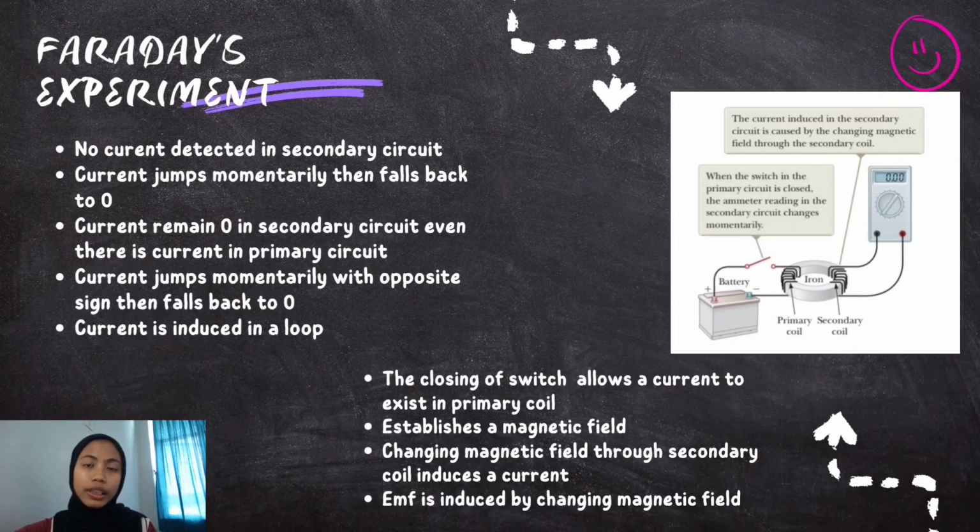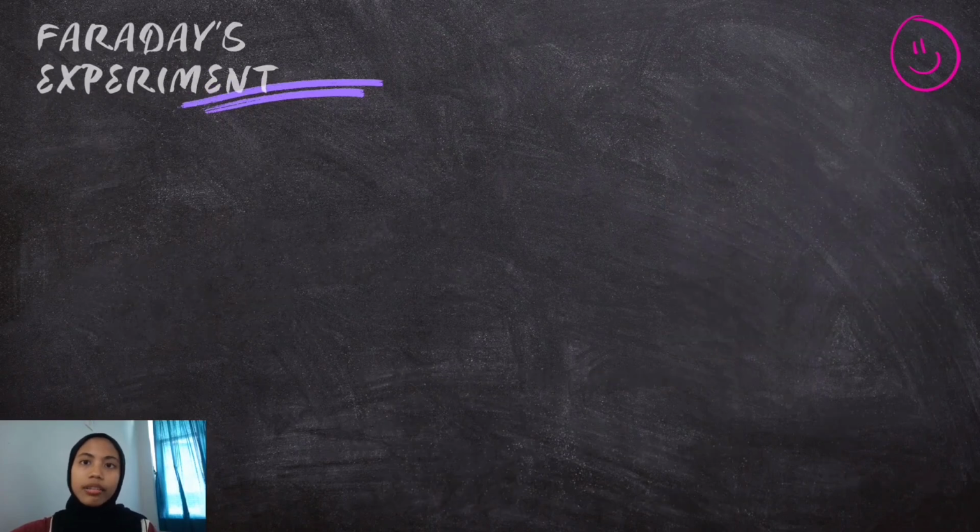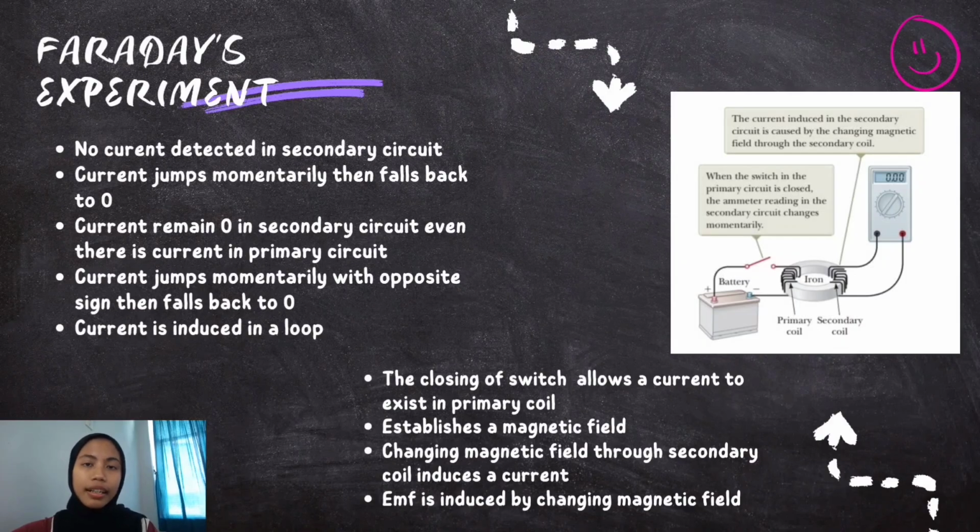When we close the switch, we see that the current reading will jump for a brief while before returning to zero. Even when the switch stays closed, the current measurement in the secondary circuit remains zero despite the fact that there is current in the main circuit. When the switch is opened again, the current reading jumps with the opposite sign as before and then returns to zero. So we can observe from this experiment that current is produced in a loop when the magnetic flux across the loop varies over time.